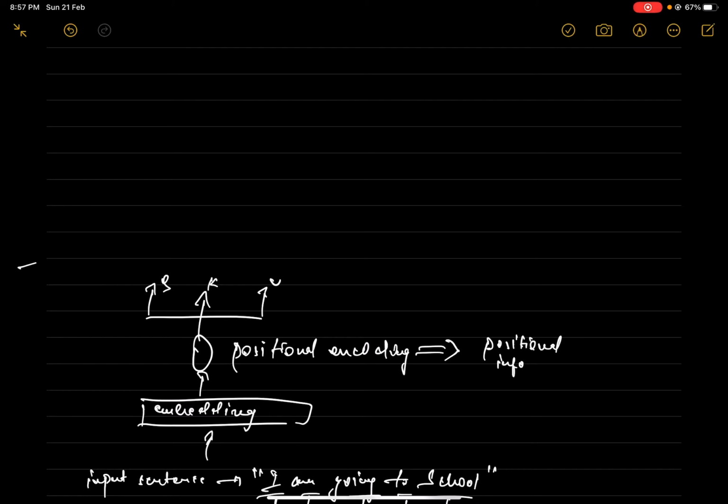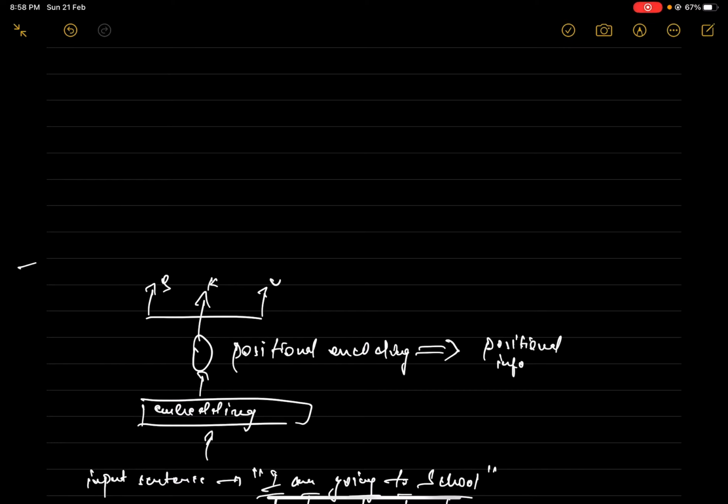Now the people who know what attention is will understand what Q, K, and V are. But to the people who don't know, I will be explaining it in the next video, which will solely be on attention. So there you'll be understanding what Q, K, and V are. To give you a brief idea, Q is basically the query, K is the keys, and V is the values.